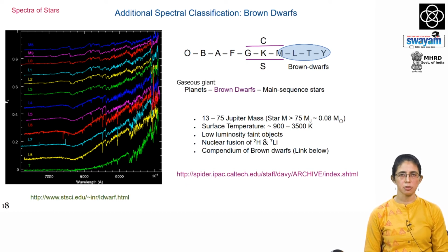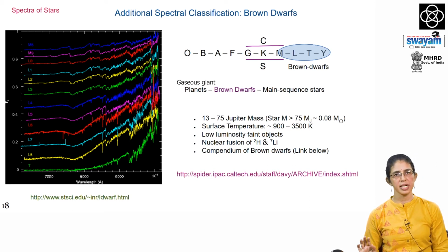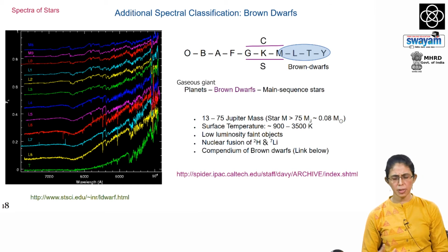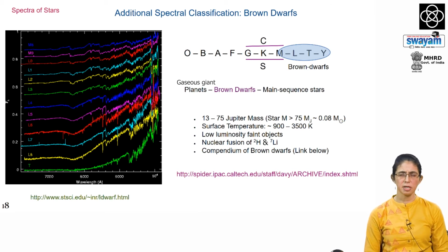The mass of the brown dwarfs lies between 13 and 75 Jupiter masses. Their surface temperatures are lower than that of the M spectral types, although the later M spectral types, the redder M types, are also difficult to photometrically distinguish from the brown dwarfs. So, they have surface temperatures between 900 to 3500 Kelvin.